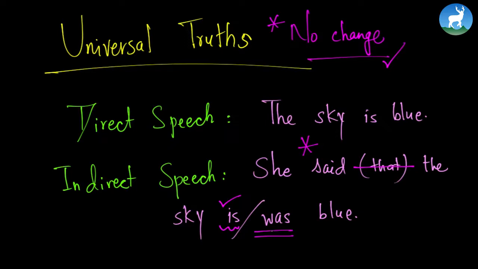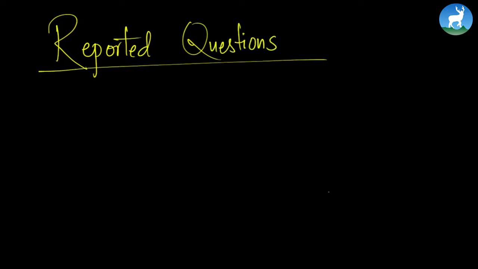Now let's talk about reported questions. What should we talk about next? We talked about reported statements. Now let's talk about reported questions. Good. So now you have no problem with making reported speech from positive and negative sentences, right? But how about questions? Let me give you one question and let me see how much you know about reported speech. I'm writing DS for direct speech.